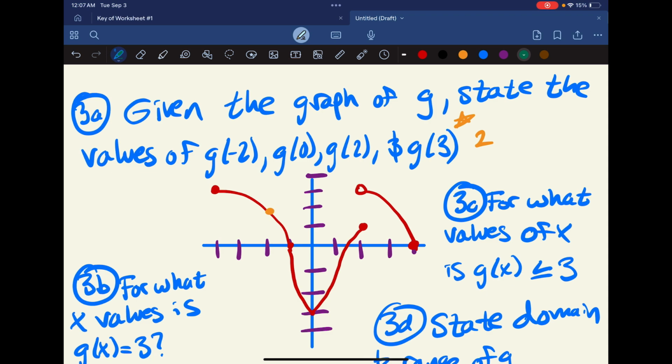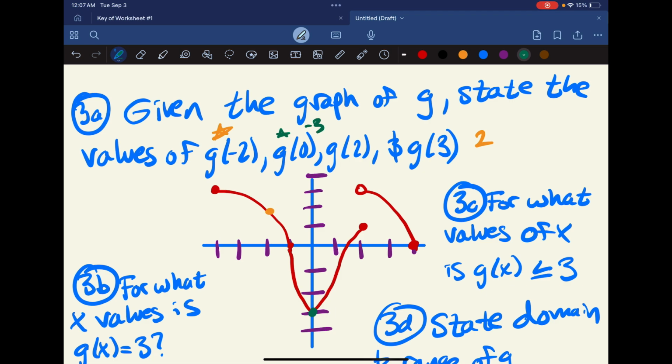G of 0, however, which we'll denote with green, we can look at the graph and see that it is negative 3, because all the way down here. So that's going to be negative 3.